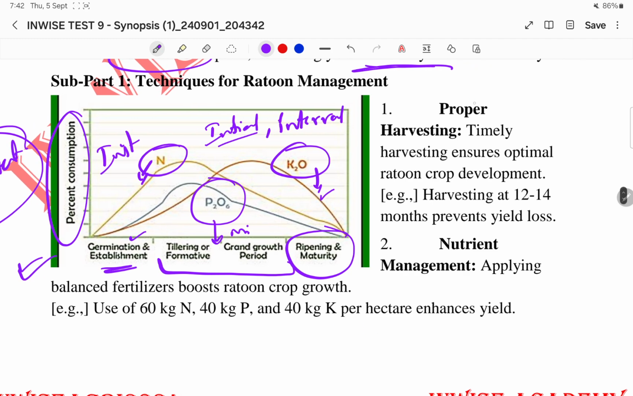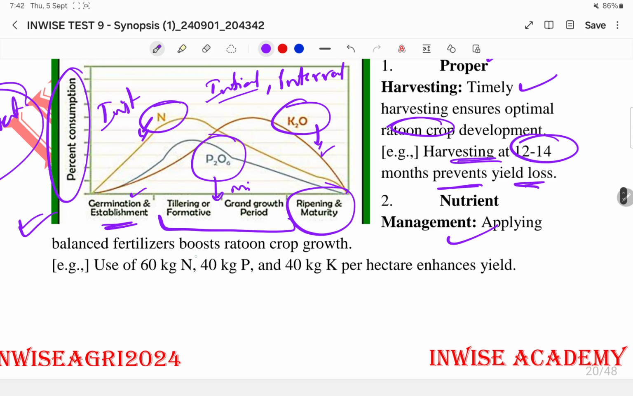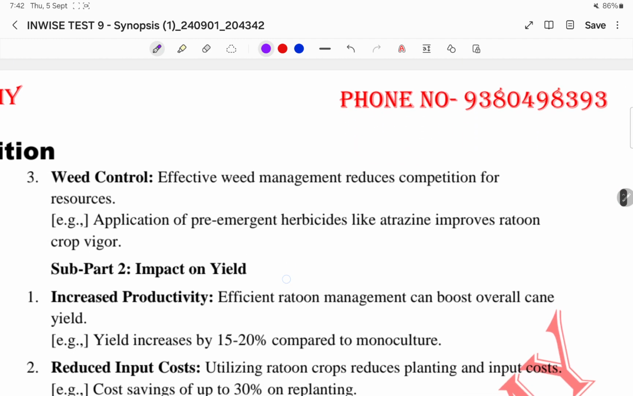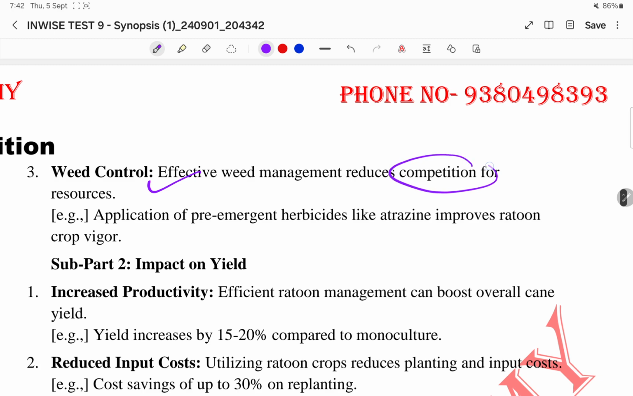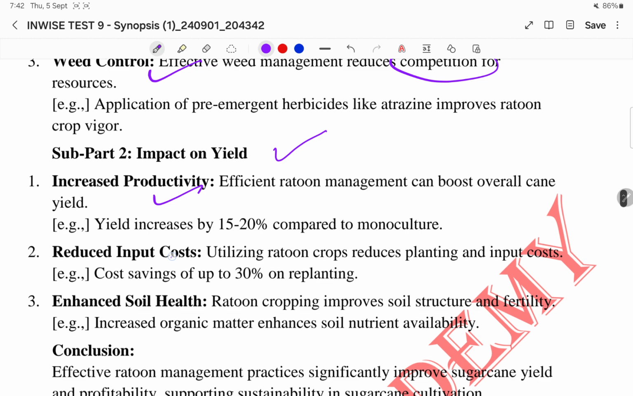So come to the question: ratoon management. Proper harvesting: timely harvesting ensures optimal ratoon crop development. Example, harvesting at 12 to 14 months prevents the yield loss. Nutrient management: applying balanced fertilizers, NPK, like I told you. Then weed control: effective management reduces the competition for resources. Then impact on yield, like productivity, and reduced input cost.